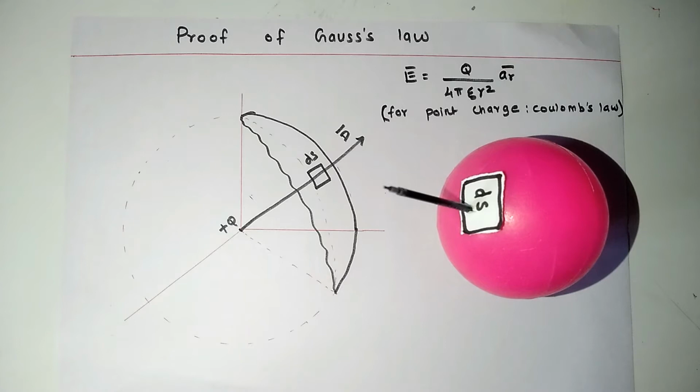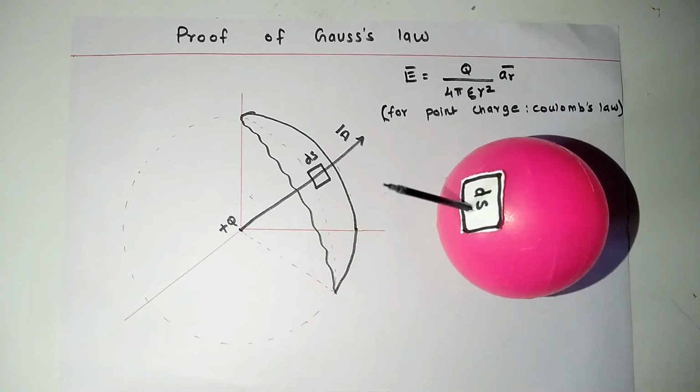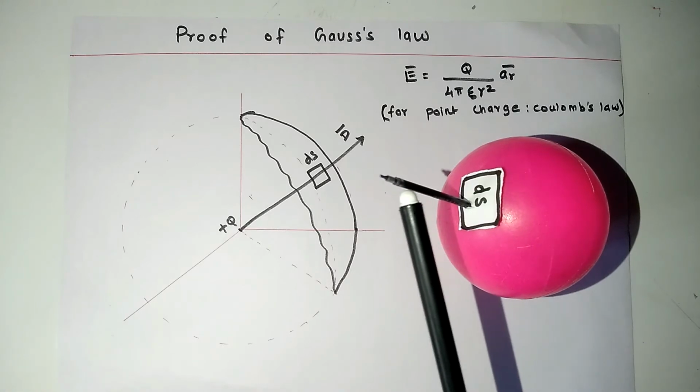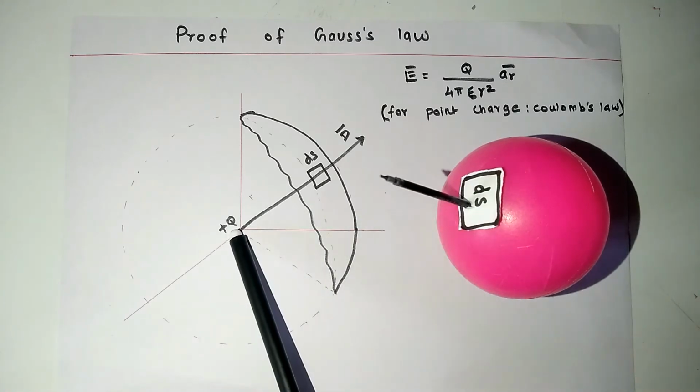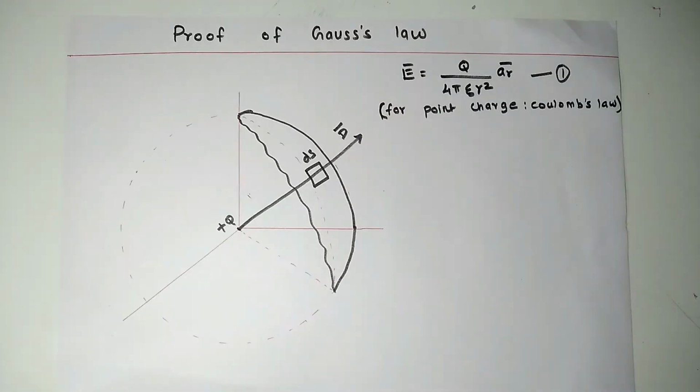This pictorial representation can be imagined like this. So this is the closed Gaussian surface. We are assuming that the charge plus Q is at the origin of this sphere. A small differential area ds has been considered on the Gaussian surface. A vector D has been constructed starting from the origin, crossing ds, like this. Equation 1 shown here is the general expression for electric field intensity for a point charge distribution which has been derived using Coulomb's law. Now we shall use this expression 1 to prove Gauss law.